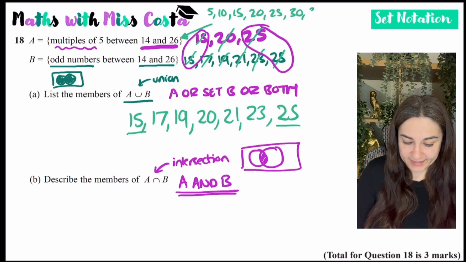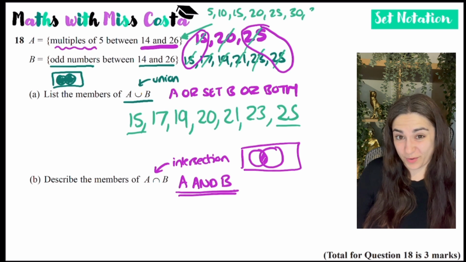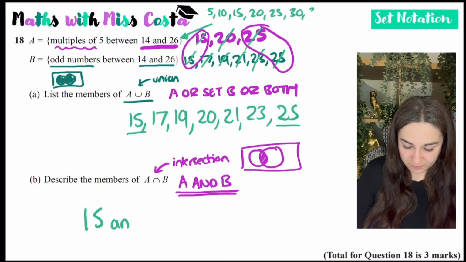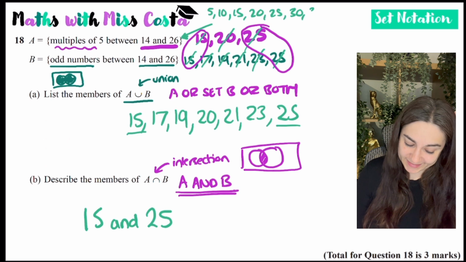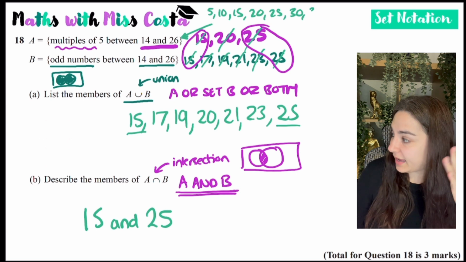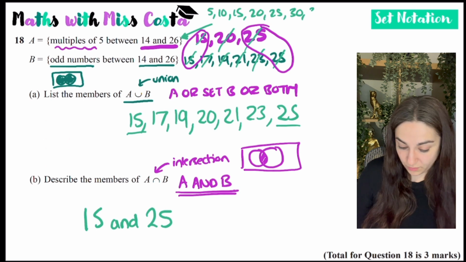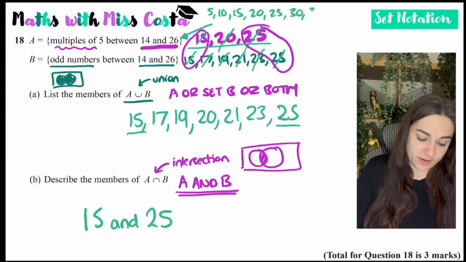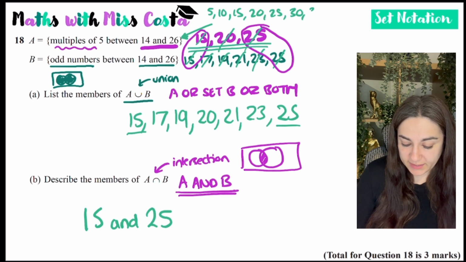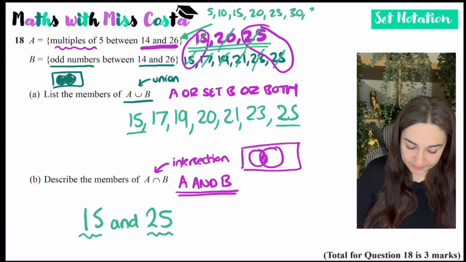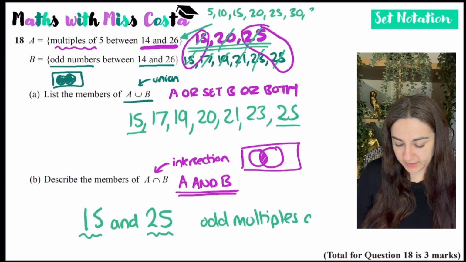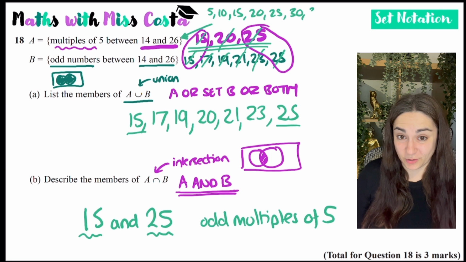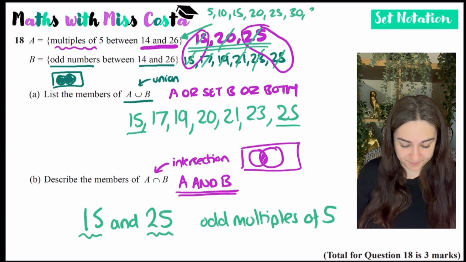So using this, I've already circled actually the ones that are in A and B, and that would be 15 and 25. And it says describe the members of A and B. So what are these? Well, set A is the multiples, so any old multiple, whereas these ones are the odd multiples of 5. That's quite a tricky one that they're asking you to describe, and notice that.